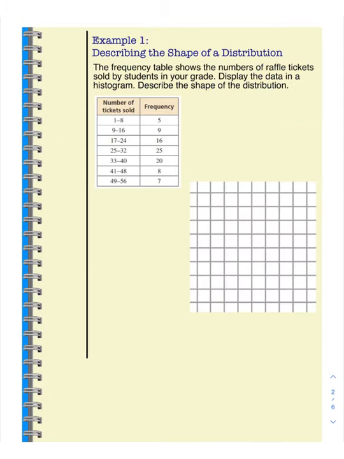All right, so example 1, describing the shape of a distribution. The frequency table shows the numbers of raffle tickets sold by students in your grade. Display the data in a histogram. Describe the shape of the distribution.